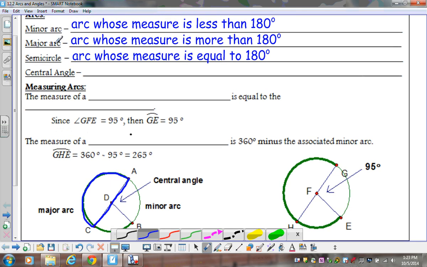Once again, a minor arc is an arc whose measure is less than 180 degrees. A major arc is more than 180 degrees. And a semicircle is one that's equal to 180 degrees.